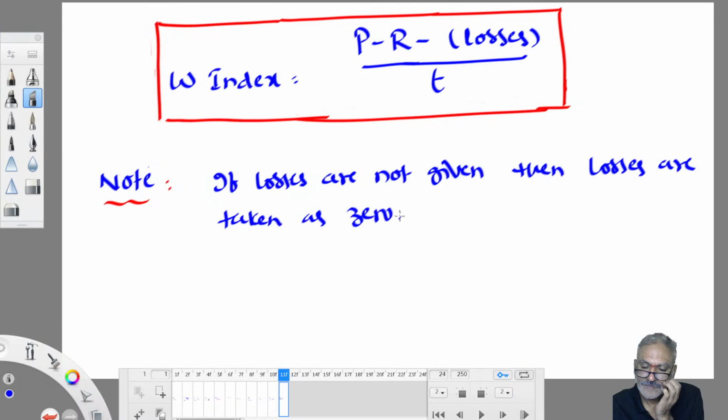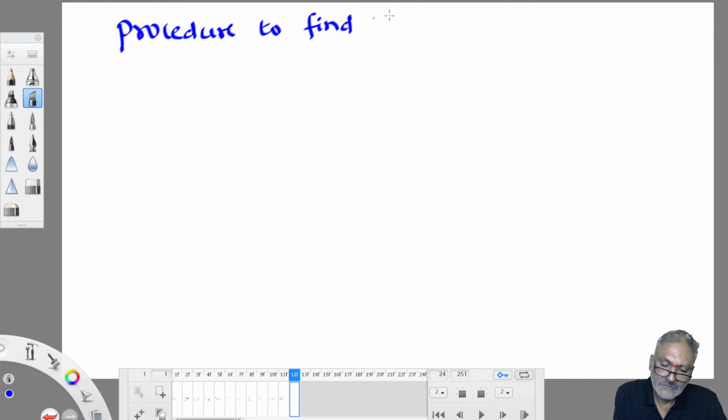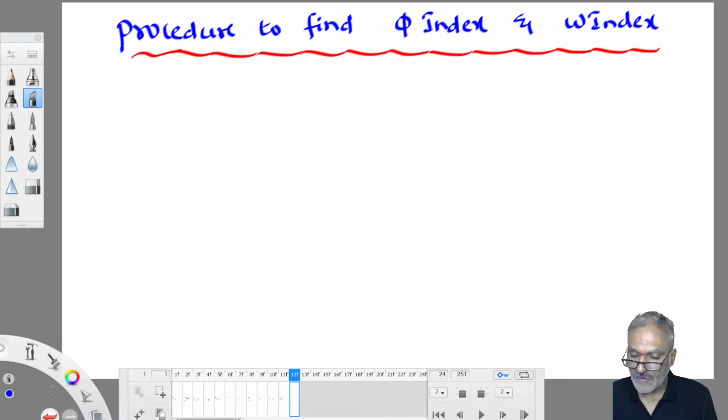Okay? So, procedure to find pi index and W index. Let us see how to work out pi index and W index. Usually catchments receive two types of rains. One is uniform rain, the other one is non-uniform rain. Uniform rain is the one which rains with the same intensity during the entire storm duration. Non-uniform rain is the one whose intensity keeps on changing from time to time. So it slowly starts, at some point of time it rains with very high intensity and slowly it stops and disappears. But uniform storms are not like that. They rain with the same intensity throughout the storm.